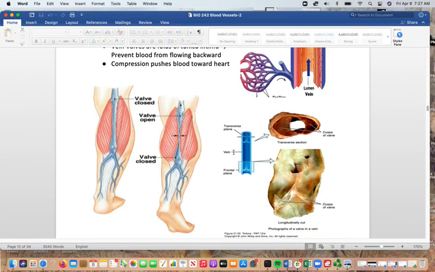So what will happen is you have muscle compression that will help move blood towards the heart in the peripheral system. So here is a relaxed muscle here with the valve closed. Here, when the muscle contracts, it's going to squeeze the vessel, pushing the blood through. It opens the valves temporarily, and then when it relaxes, it will have the valves close again so the blood doesn't flow back down. This is showing the cusps of the valves inside of a vein.